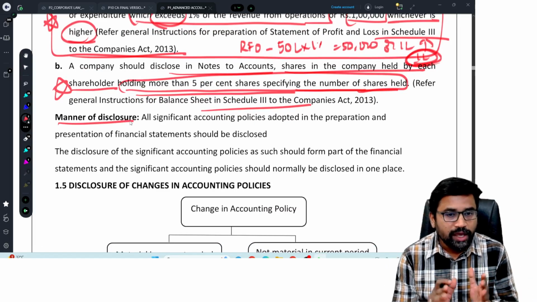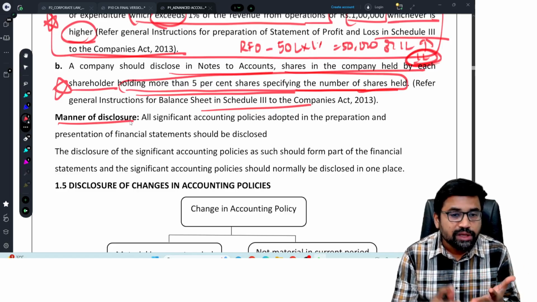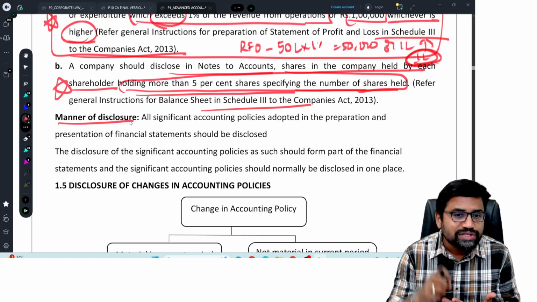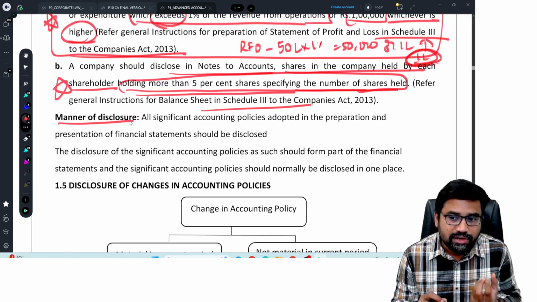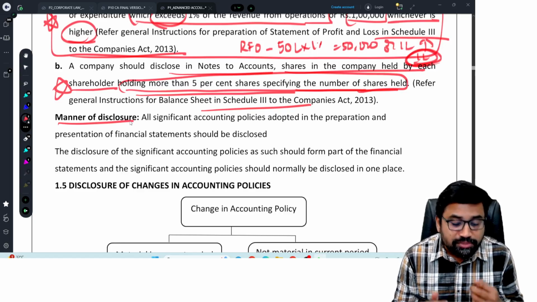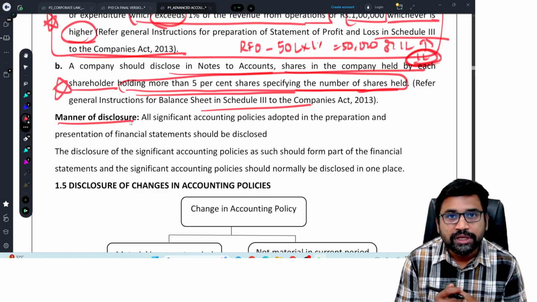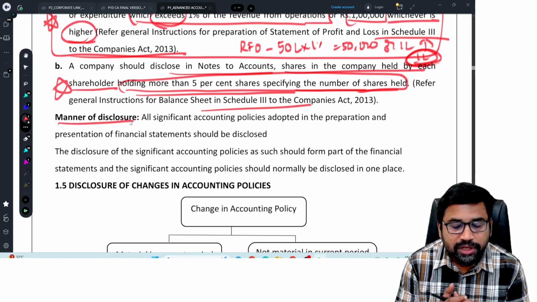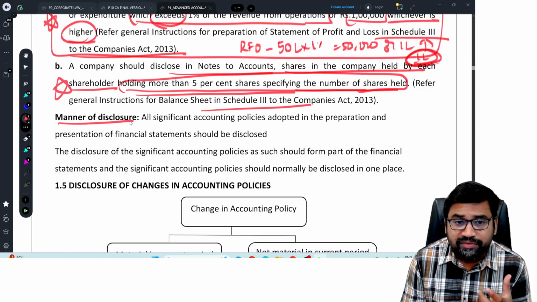Now, next, manner of disclosure. Okay, we discussed what is an accounting policy. We also discussed, whenever we want to select an accounting policy, what considerations are taken into mind. Next, manner of accounting disclosure. See, what is the main object of AS 1? Disclose all accounting policies. Now, how to disclose them? What is the manner of disclosure?